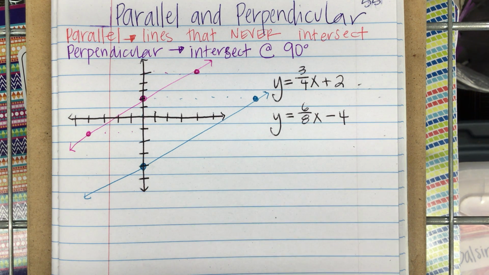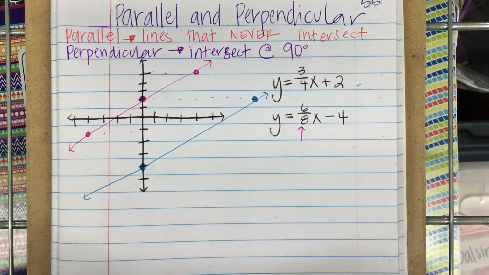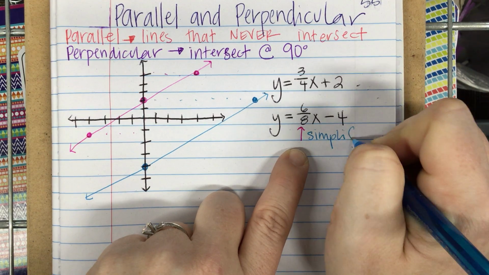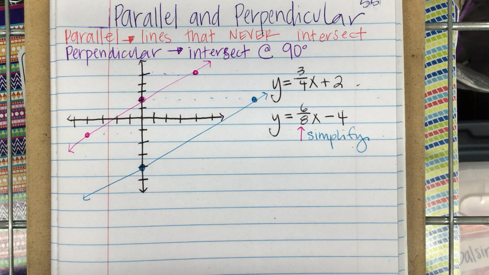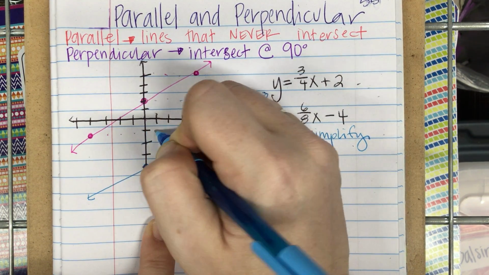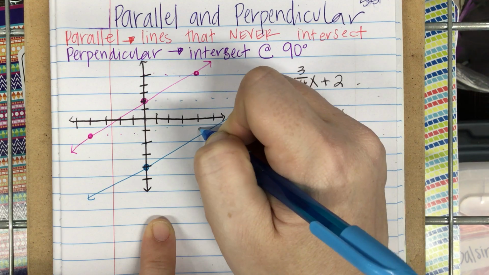Or what else could you do, Henry? Couldn't you have the fraction? You mean simplify your fraction? Yeah. Because this is your slope right here, and 6/8 could be simplified to what? 3/4. You could simplify 6/8. Since they're both even, it simplifies to up 3 over 4.